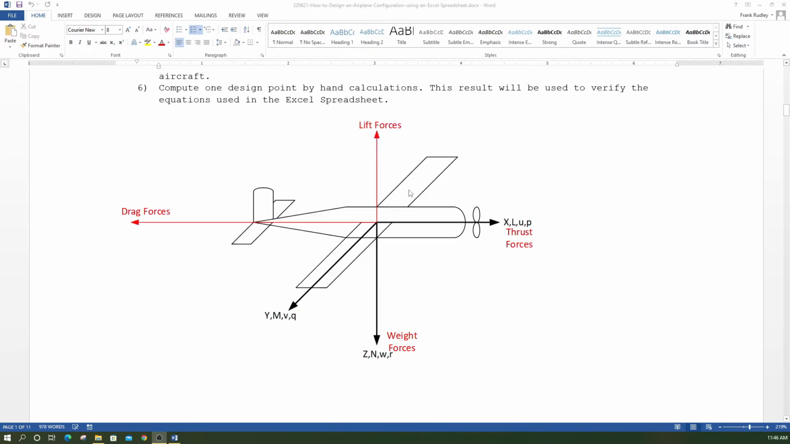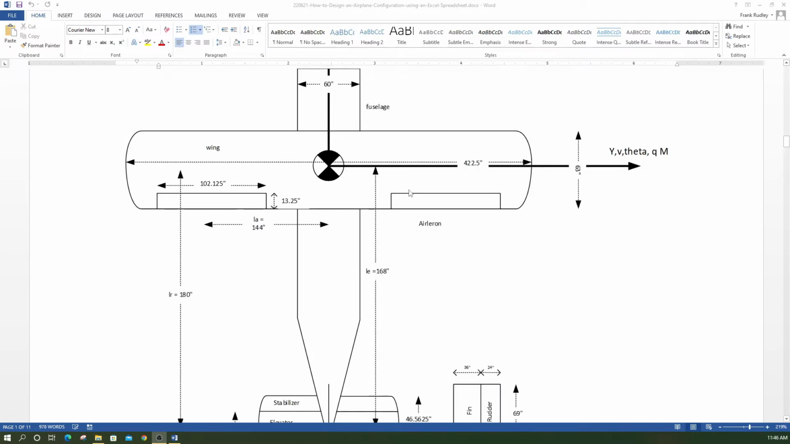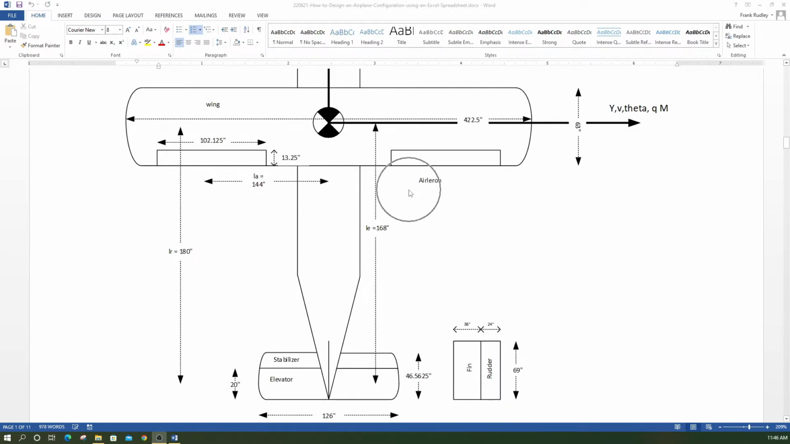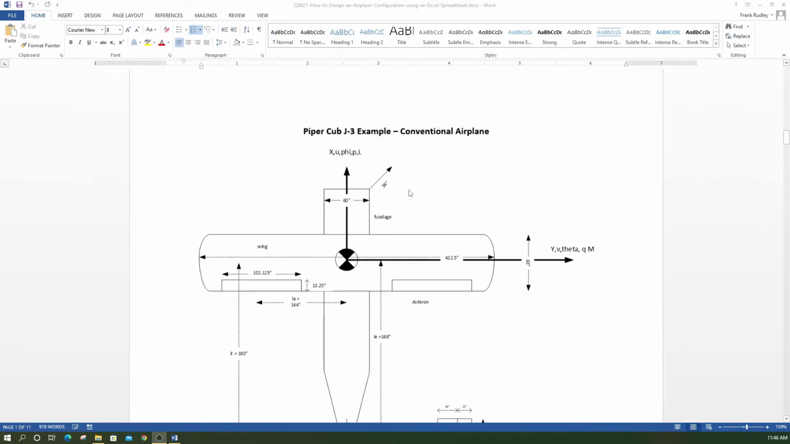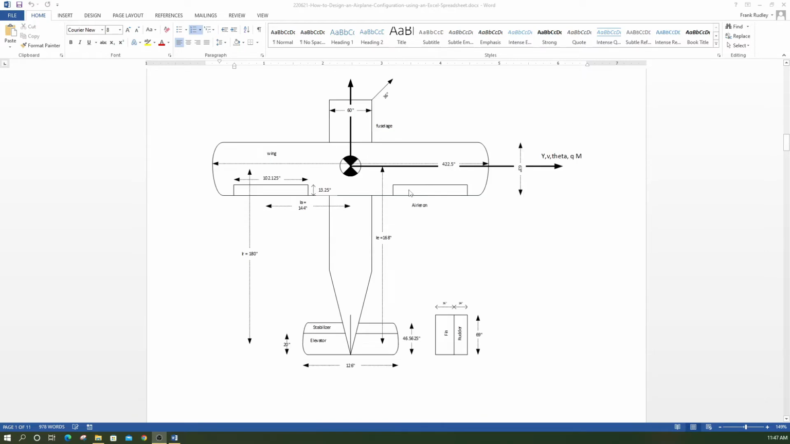So if I page down here, I did make a nice drawing of the aircraft. Let me zoom in on this a little bit, zoom out a little bit. So this is a little drawing, not to scale, I made of the Piper Cub aircraft, and what I started to do is name things. This is the wing, this is the fuselage, this is the stabilizer, the non-moving part, and the elevator is the moving part, and the ailerons are moving parts, and the fin is kind of the fixed part of the rudder, and the moving part I called the rudder. So you want to give things names and dimension things out.